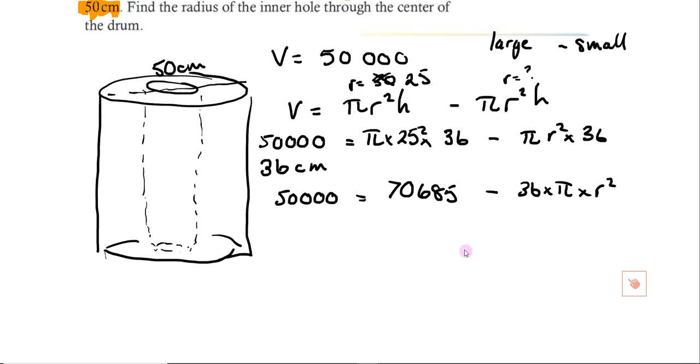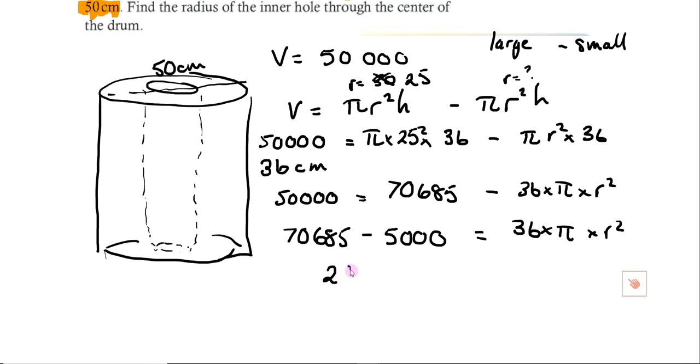Now what I can do, well I know if that subtract that is this, I can then say this is equal to that subtract that. So I can say 70,685 minus the 50,000 is 20,685. This equals 36 times pi times r squared. And so what's the answer there? 20,685 equals 36 times pi times r squared.